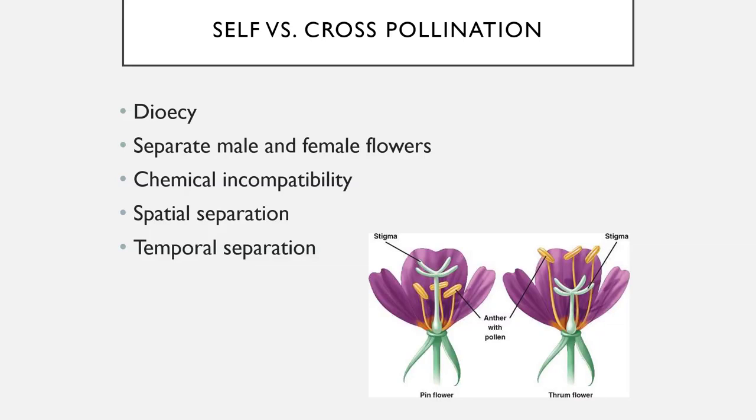Okay, so self versus cross-pollination. Of course, you've got to have cross-pollination when you've got dioecious plants. You've got separate male and female flowers. There may be something about the male or female or the two different flowers that are incompatible. They may not be near each other, so that's spatial separation. And then there's temporal separation. So perhaps not all the flowers on one plant are available to pollinate the other flowers on that plant at the same time.